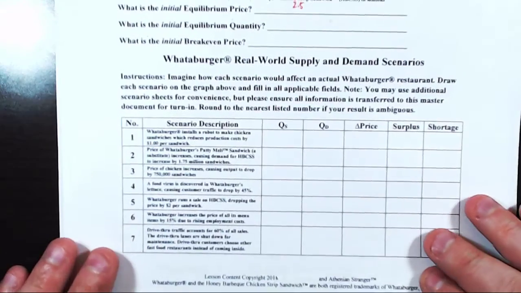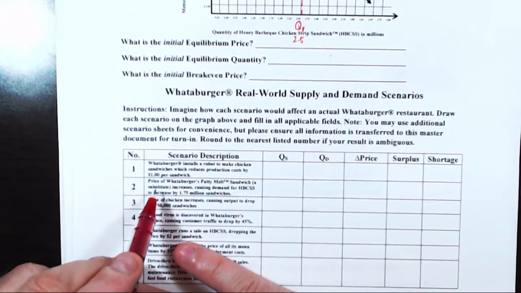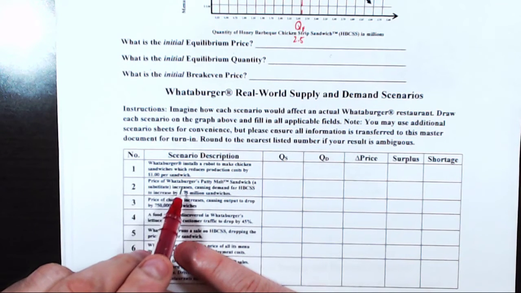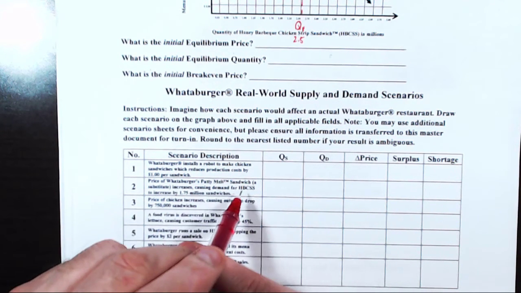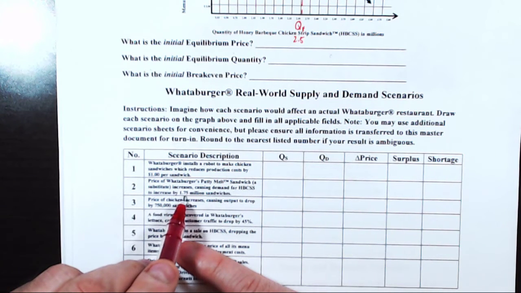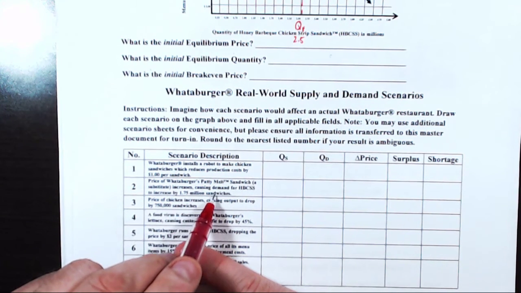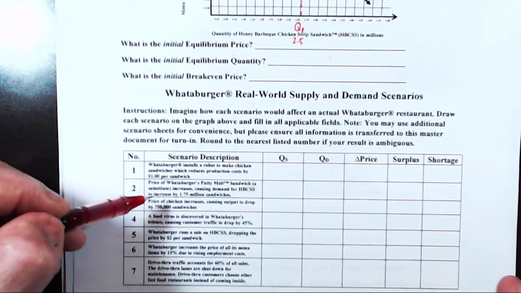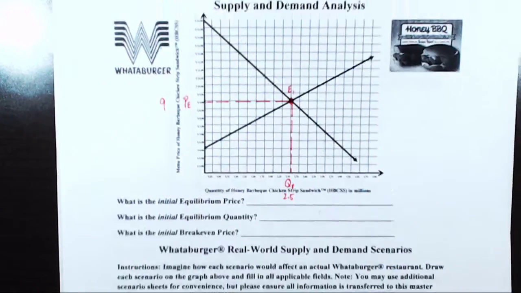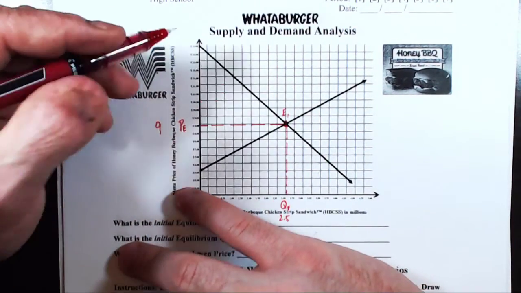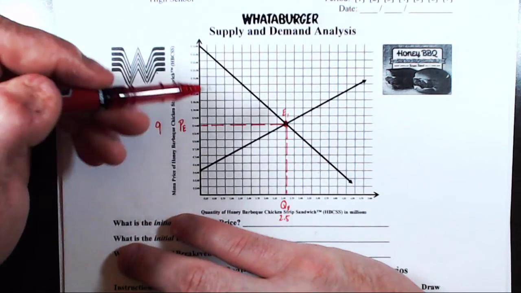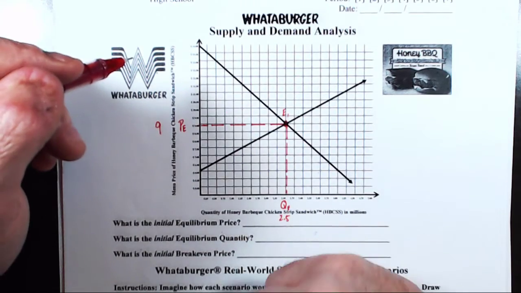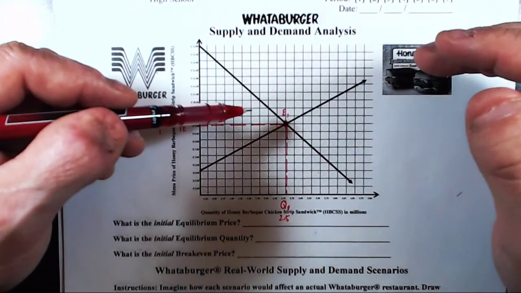Let's read what it's asking us. It says here, the price of Whataburger's patty melt sandwich, a substitute, increases, causing demand for the honey barbecue chicken strip sandwich to increase by 1.75 million sandwiches. Okay, so the price of a substitute increased. When the price of a substitute increases, the demand for the product that you're using, in this case the honey barbecue chicken strip sandwich, goes up because the substitute got more expensive.